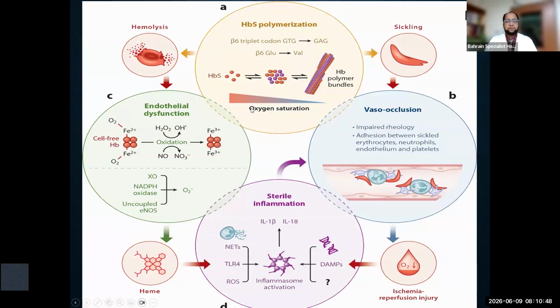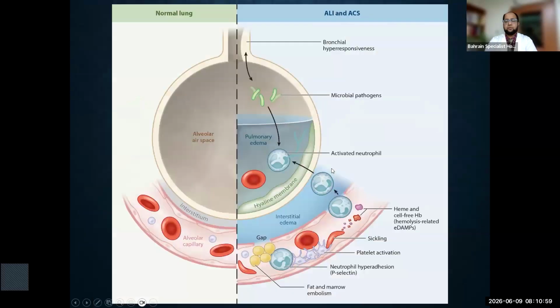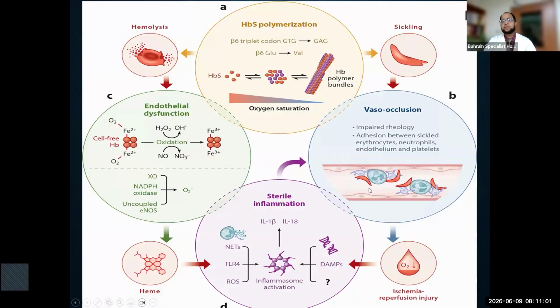So when there are these stressful conditions, what happens? The HBS polymerizes and takes the shape of sickle. And because of sickling, there are two factors happening. One is the direct vaso-occlusion causing the capillaries to get clogged. And as a result, there is repeated ischemia reperfusion injury that further aggravates the inflammatory response, and massive inflammatory interleukins are released, leading to a repetitive cycle of ischemia reperfusion injury.